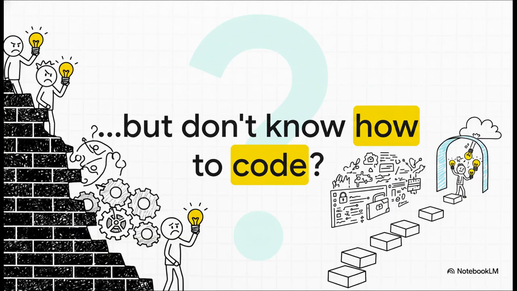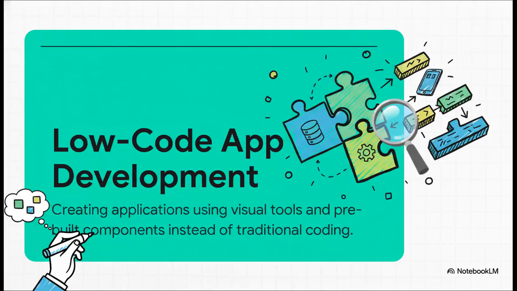For the longest time, this is pretty much where all those great ideas just fizzled out. But what if there was another way? Well, that's where something called low-code development comes into the picture. It's a total game changer. The whole idea is that you build apps visually, kind of like snapping puzzle pieces together, instead of writing every single line of code from scratch.